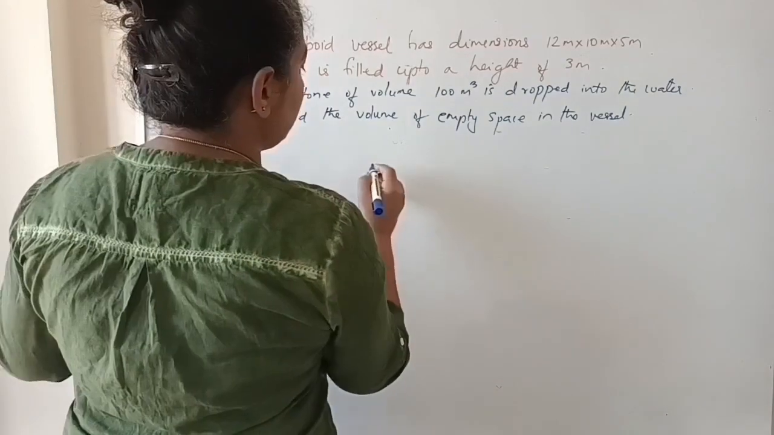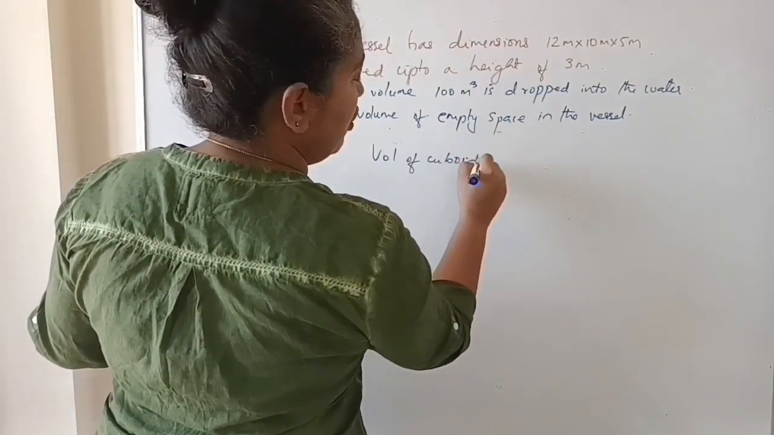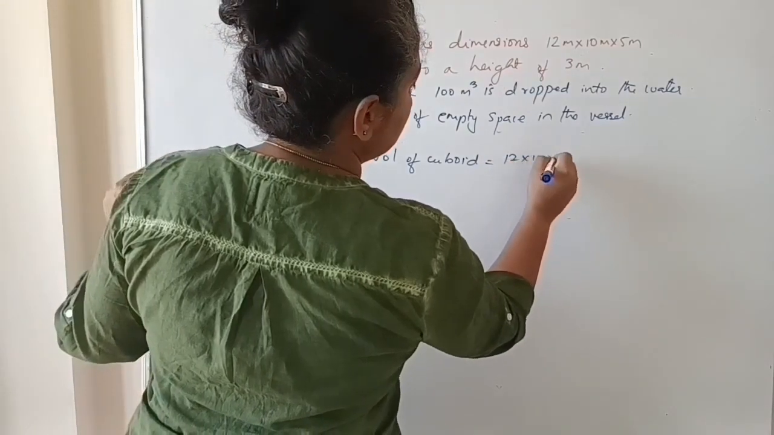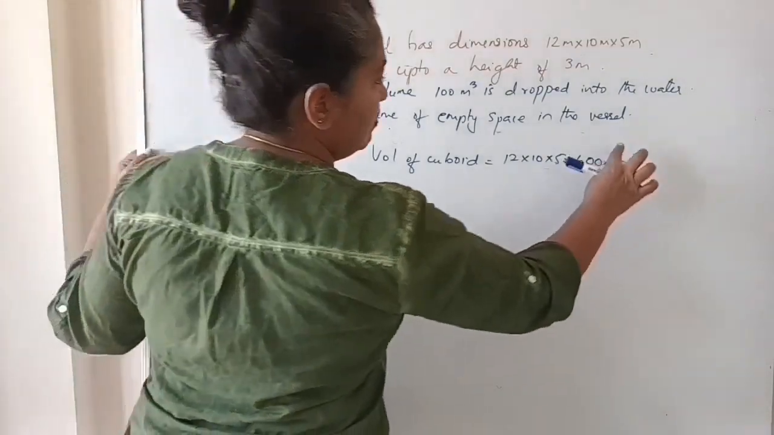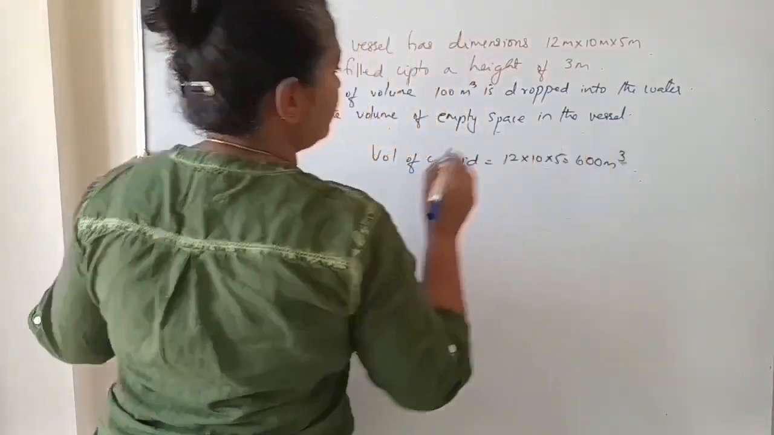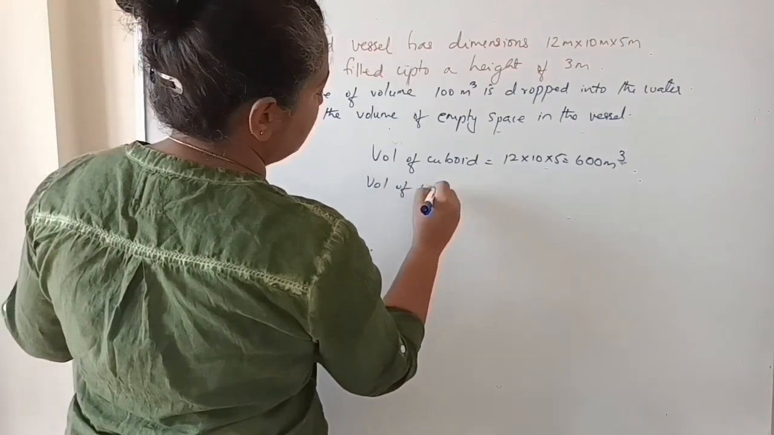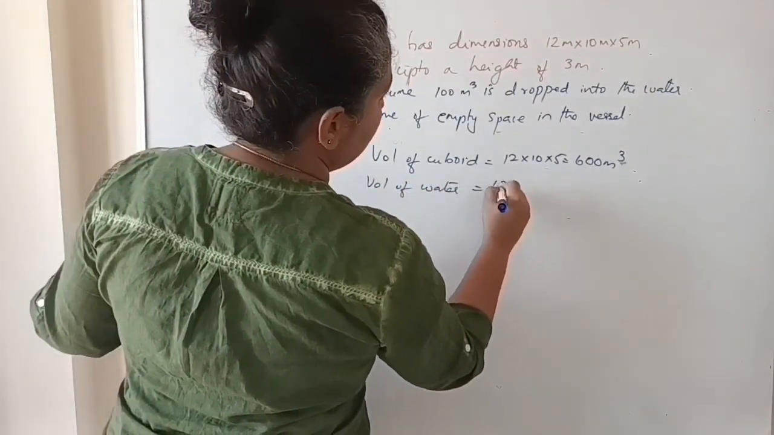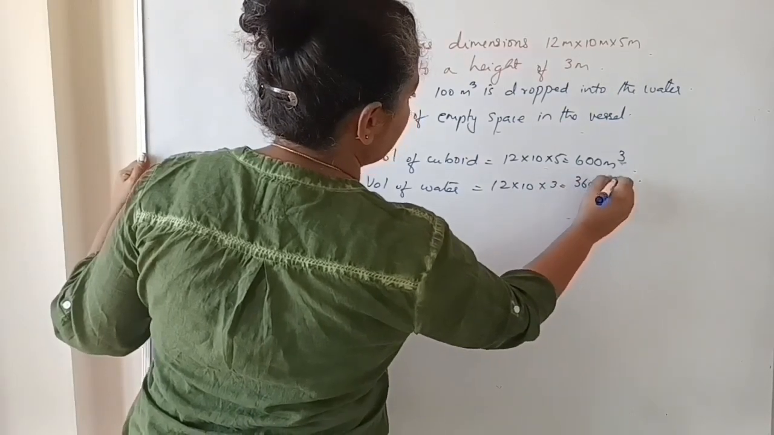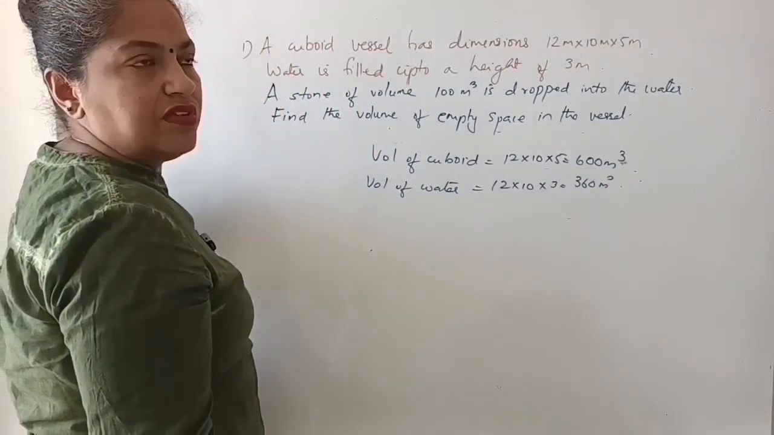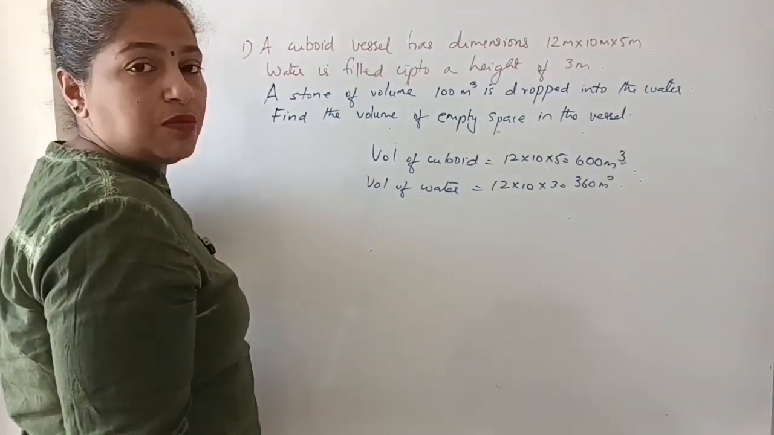Okay, so what is the volume of the cuboid? We already found it out, which is 600 meter cube. Water is filled up to a height of 3 meters. Volume of water, 12 into 10 into 3, which is 360 meter cube. Now we have empty space. Stone of volume 100 meter cube is dropped into the water.